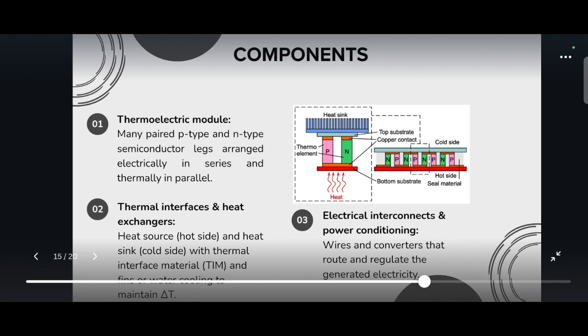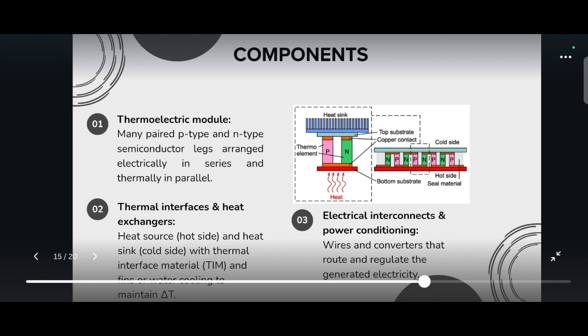Electrical interconnects or power conditioning. Wires and converters that route and regulate the generated electricity. These are just the wires and circuits that carry the electricity out of the module. Sometimes the voltage is small, so converters are used to boost or stabilize it.